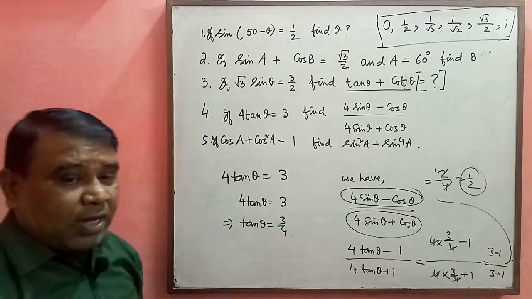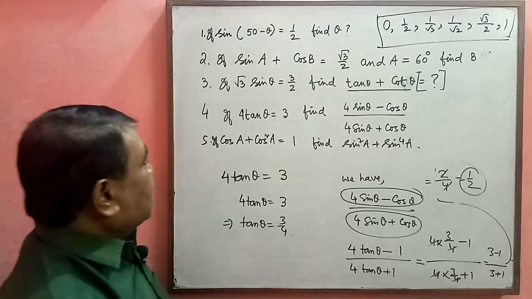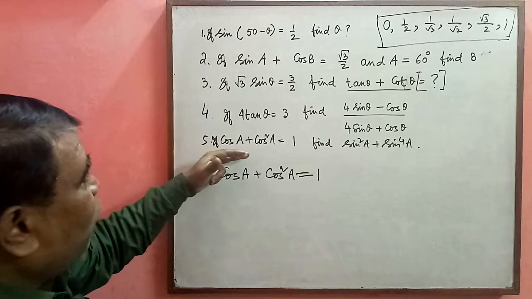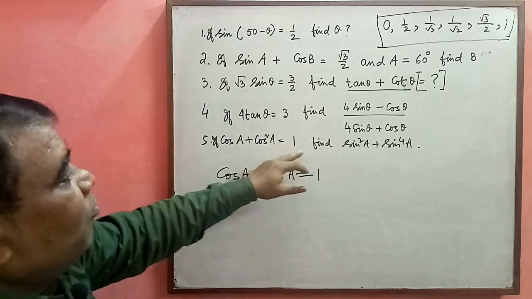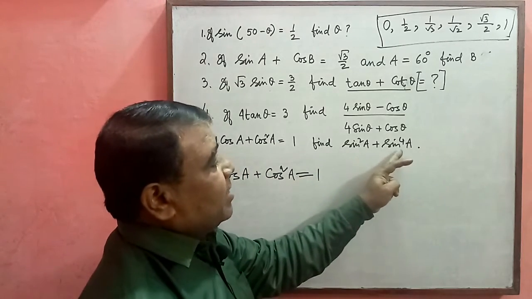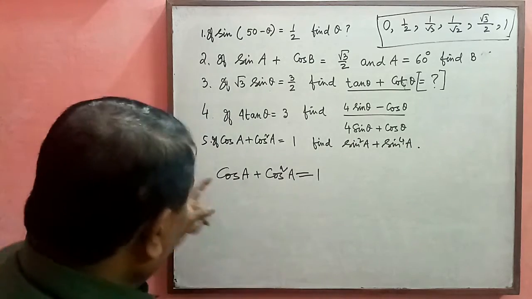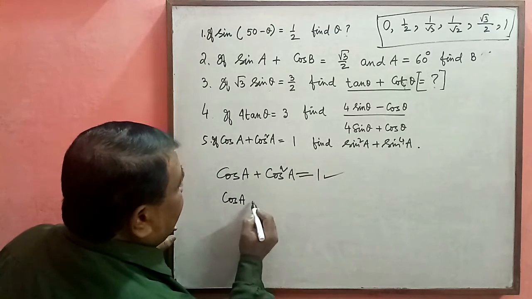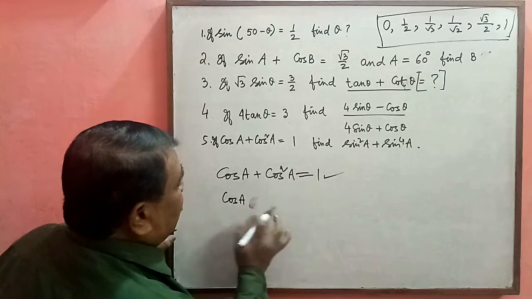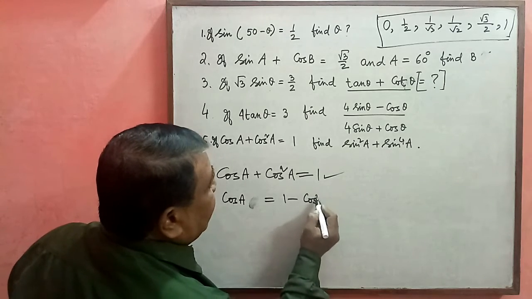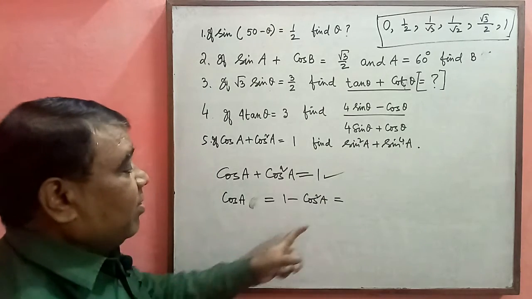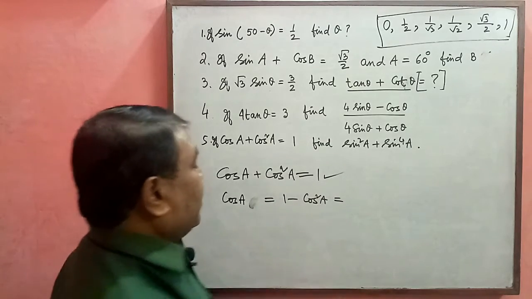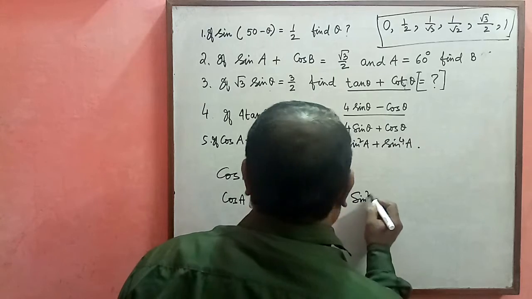This way, 1 mark questions will be solved very easily. And next we have: if cos A plus cos square A is equal to 1, find sin square A plus sin to the power 4 A. Here you see cos A plus cos square A is 1. So we can take the help of trigonometry. You just write cos A is equal to 1 minus cos square A, and 1 minus cos square A, I will remind you, since sin square theta plus cos square theta is 1, is equal to sin square A.